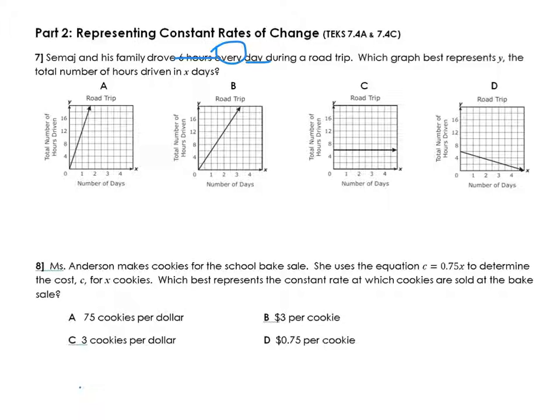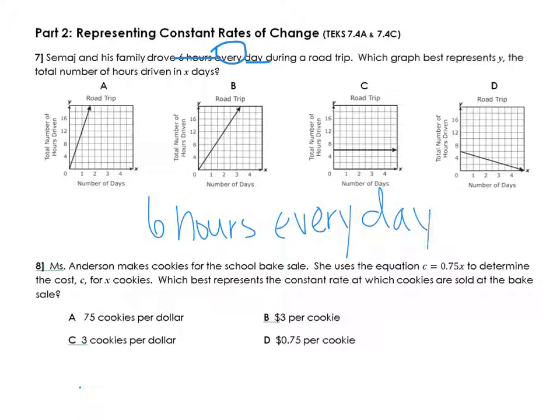Okay, so if it's 6 hours every day, then every is our unit rate word. And that tells us that for 6 hours, he's going to go 1 day, or for 1 day, he will drive 6 hours. So I'm going to check each of the graphs and see what they say for 1 day. And I notice that days is my x on each of the graphs.